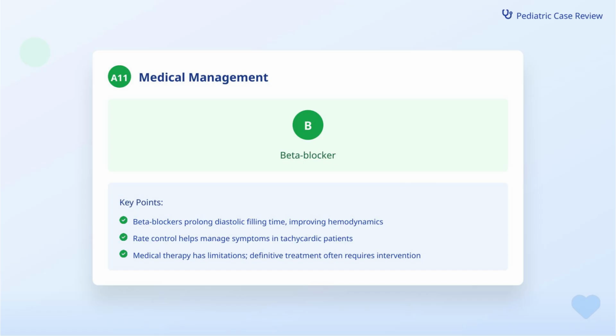Digoxin, option A, is less ideal as it increases myocardial contractility, which is not typically needed in mitral stenosis and can potentially increase myocardial oxygen demand. ACE inhibitors, option C, are generally not recommended in isolated mitral stenosis as they can cause significant hypotension due to reduced cardiac output. Diuretics, option D, may be used in moderate to severe mitral stenosis with pulmonary congestion, but are not first line for mild disease without signs of volume overload.